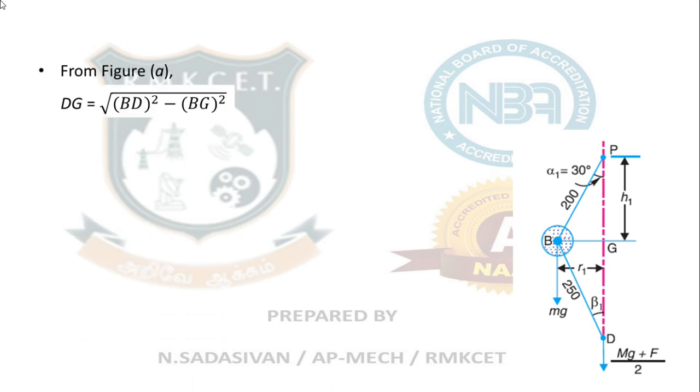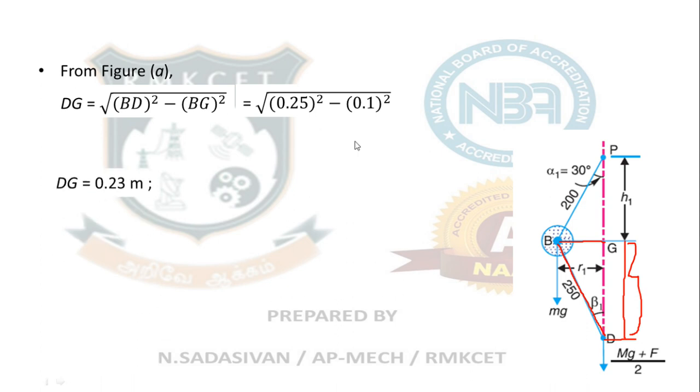From figure A, what is DG? This lower portion height. So this is not H. This is not the height of the governor, but I am finding it out. Why we are doing it, we will see. So find this out using the two sides. This also you know. This also you know. So find the third side using Pythagoras theorem. It comes around 0.23 meter.